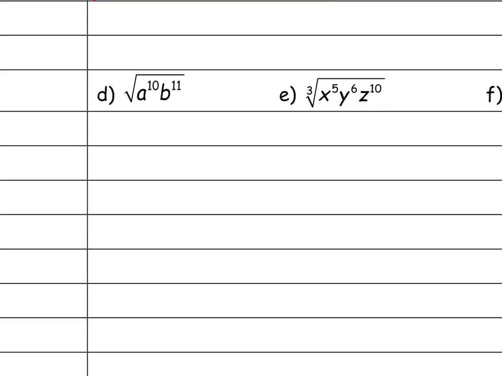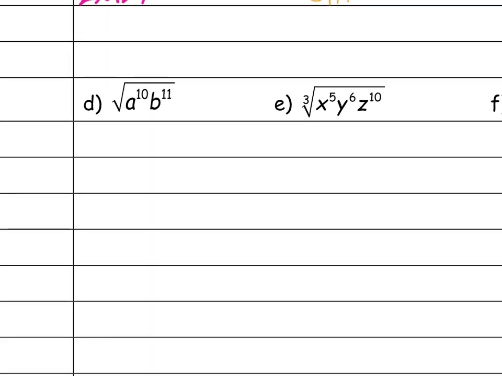Okay, so let's try D. All right. So how many A's can I bring out? 5. And how many B's can I bring out? 5. Beautiful. And how many A's are left inside? None. And how many B's are left inside? 1.